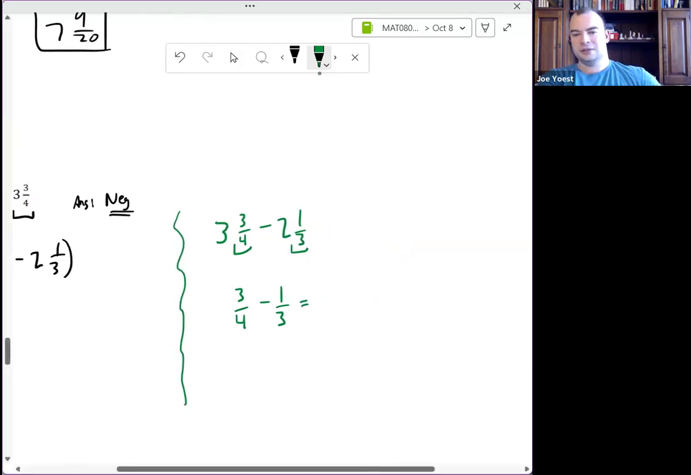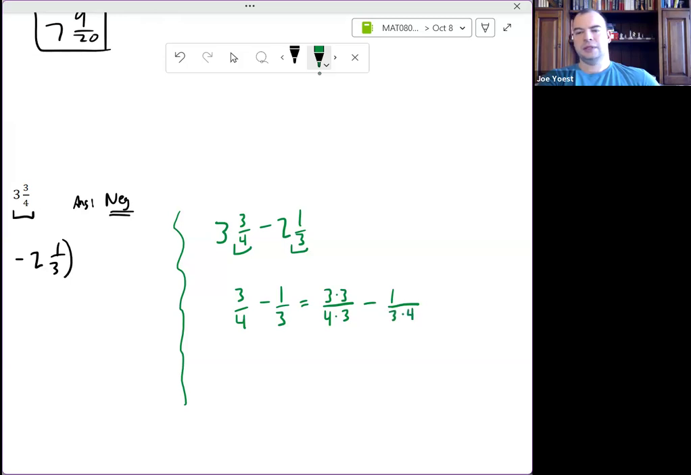What's the LCD? Well, I know 4 is 2 times 2, and 3, its prime factorization is just 3. My LCD is going to be 12. 4 has to multiply by 3 to make 12. So I multiply my first fraction by 3 on the top and bottom. And my second fraction, the denominator of 3 has to multiply by 4 to make 12. So I multiply by 4 on the top and bottom. This gives me 9/12 minus 4/12, and that gives me 5/12.